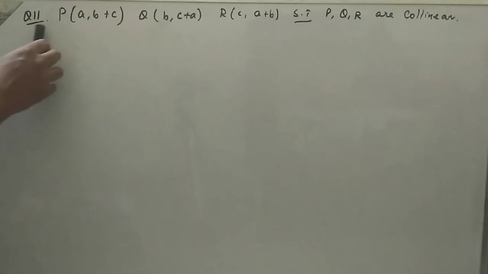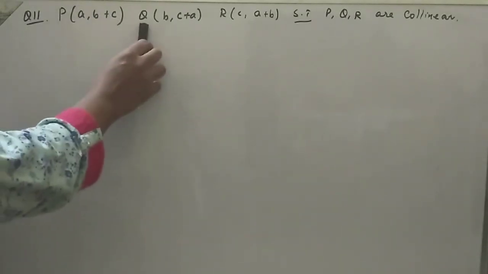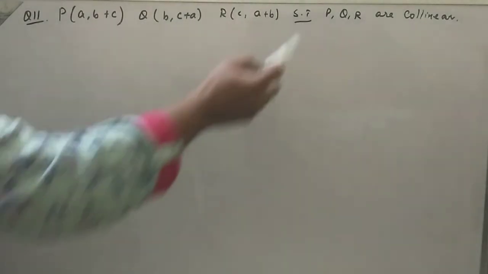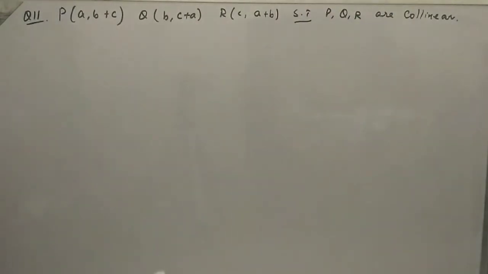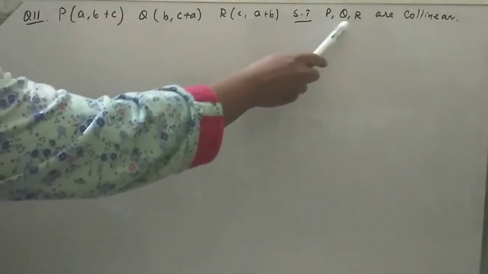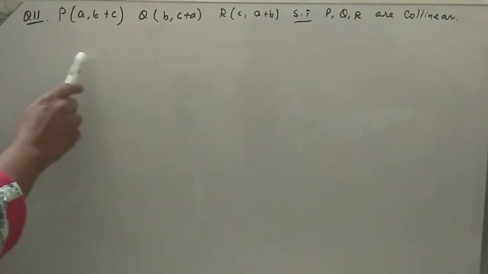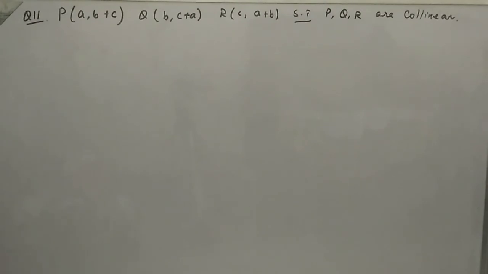Question number 11. Given P(a, b + c), Q(b, c + a), R(c, a + b). Show that P, Q, R are collinear. What we have to prove? P, Q, R are collinear. You know collinear means P, Q, R should lie on the same straight line. Okay. So, first we have to find the slope of PQ.